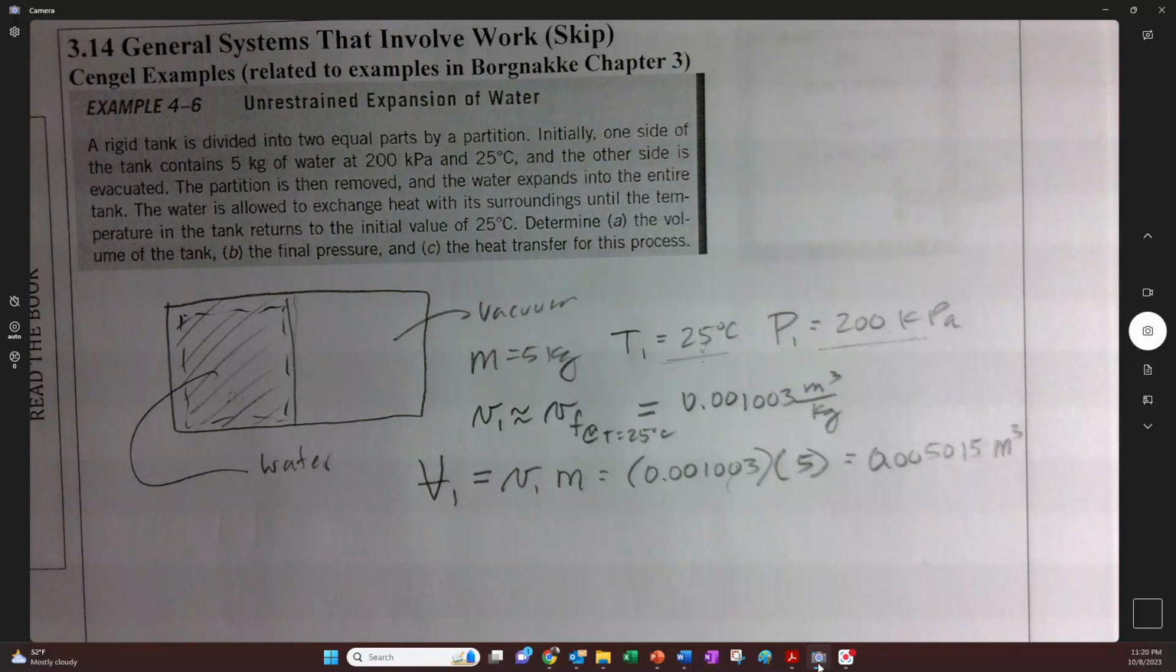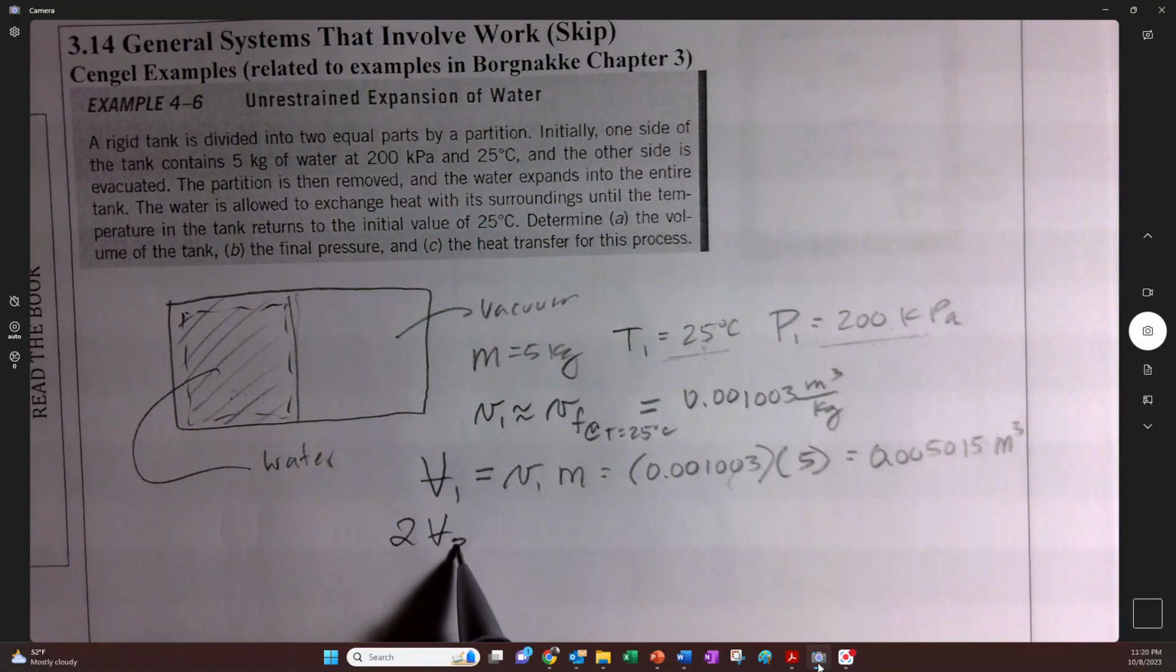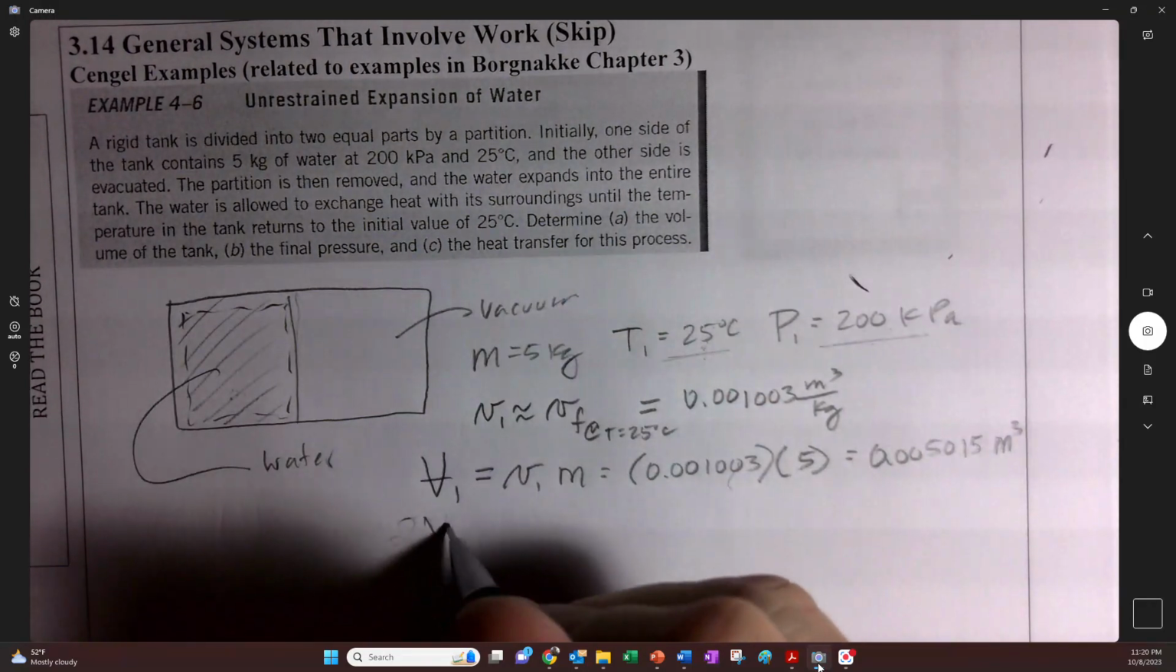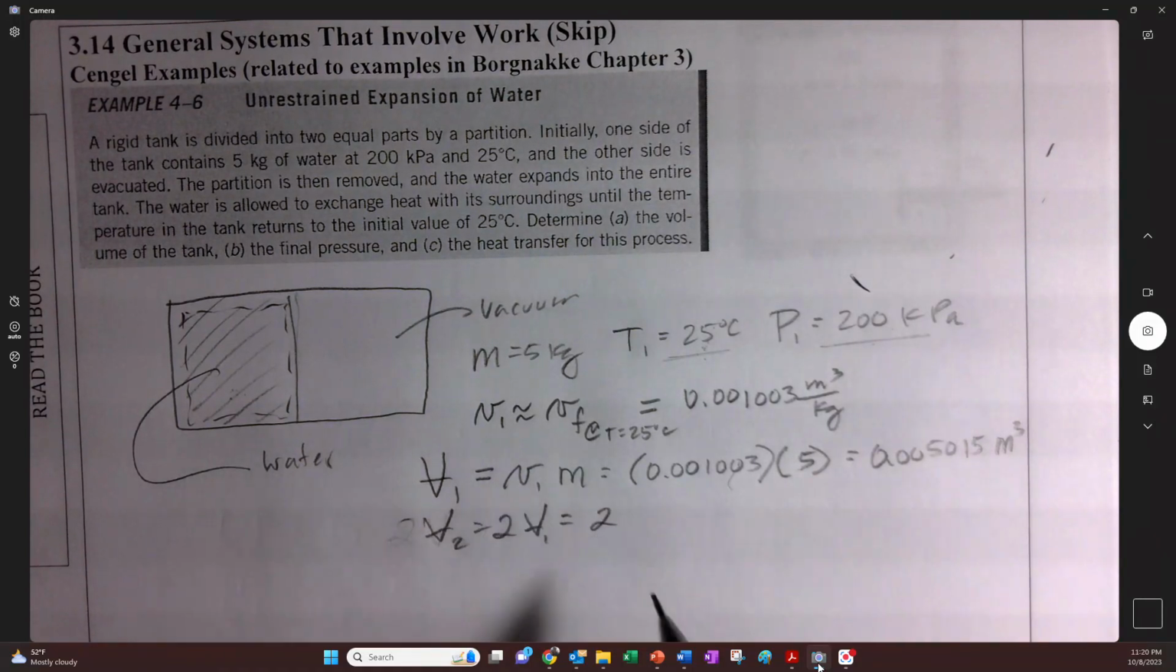So anyway, then you could say V2 is going to be equal to 2V1, because it's twice the volume, because the first side is half of the tank.